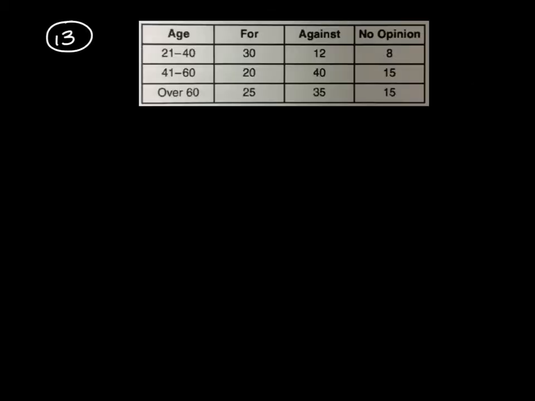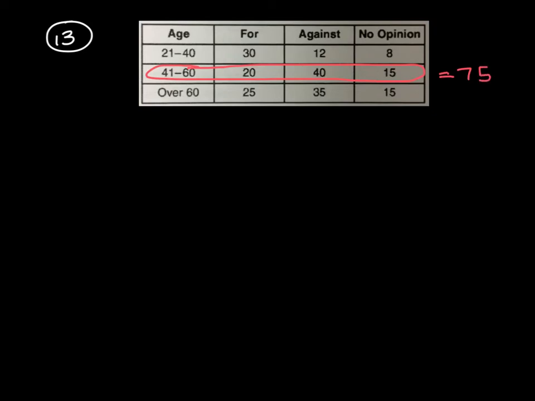Number 13 wants to know if a person from this poll is selected at random, what is the probability that the person is against the candidate given that the person is between the ages of 41 and 60? So since we're given that the person is between the ages of 41 and 60, we're looking at this right here. And if you were to add up the 20, the 40, and the 15, you would see that there'd be a total of 75 people.